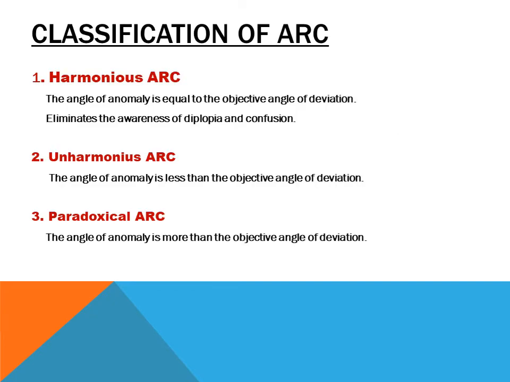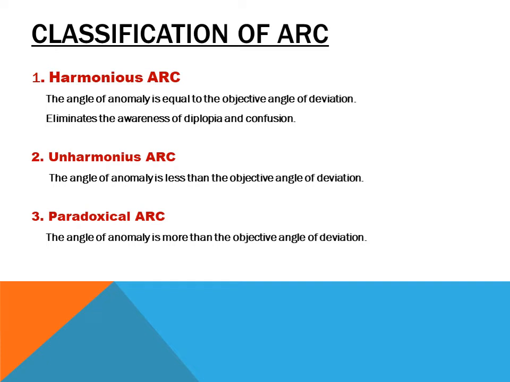Now, based on the angle of anomaly being recorded, ARC can be classified into harmonious, unharmonious, and paradoxical ARC. Harmonious ARC is that where the angle of anomaly is equal to the objective angle of deviation. That means based on the deviation, we are getting a certain value in prism diopter objectively. But when it comes to the subjective measurement, the patient is able to fuse the image without the help of any prism. That means the subjective angle is 0. So in that case we can say that the patient has harmonious ARC present in his visual system.